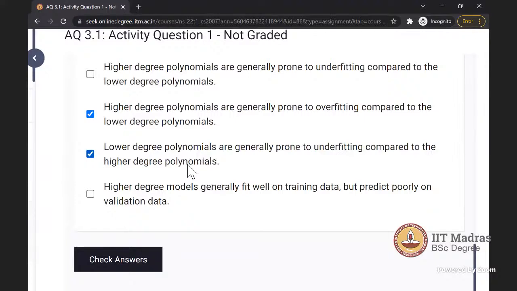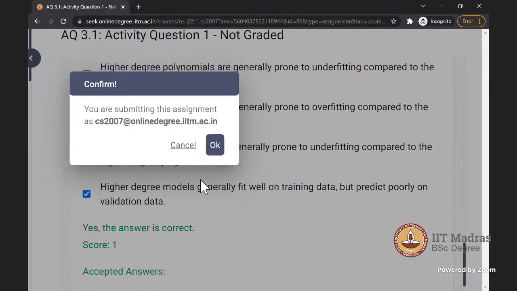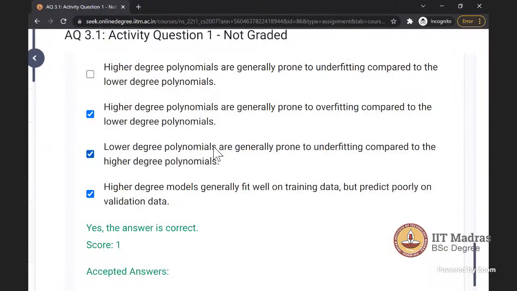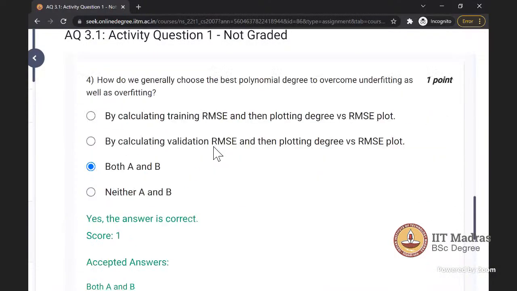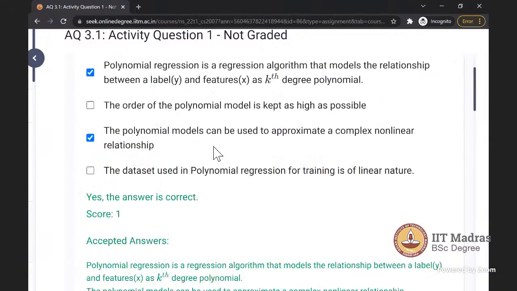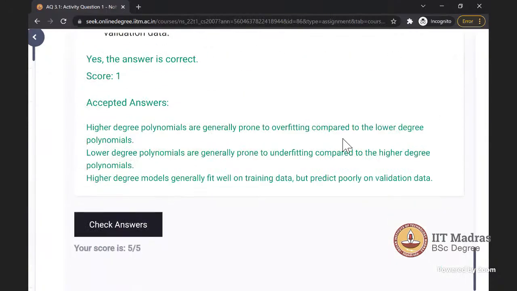Option number 4 is high degree models generally fit well on training data, but predict poorly on validation data. What do you think of this? Yes, sir. This is also true. It's the definition of overfitting. Correct. Exactly. So this should also be true. Let's check our answers. And all of our answers are correct. All right, let's go to the next activity.